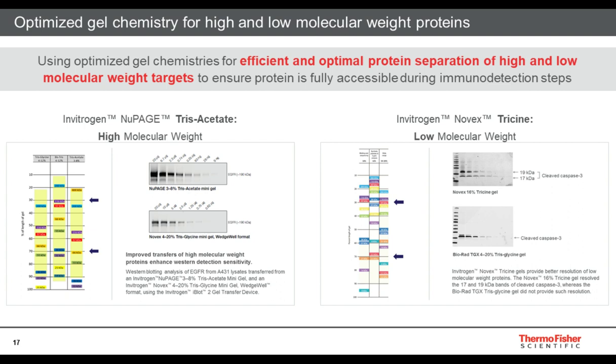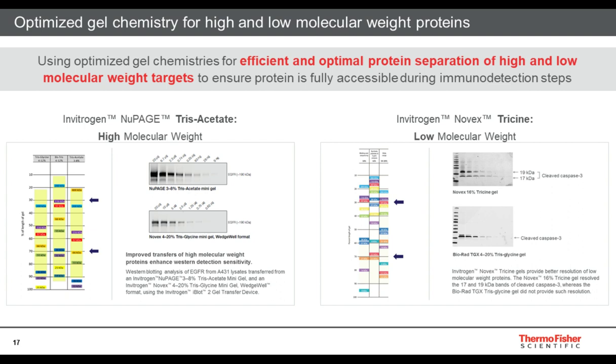If your target is either high or low molecular weight, a broad-range gel is typically not effective at resolving these unique targets. To address these concerns, we suggest using the Tris acetate chemistry for high molecular weight targets and tricine for low molecular weight. These two chemistries are independently optimized to provide better separation for their given targets. In the image on the left, we can see the sensitivity improvements of the EGF receptor protein when using a Tris acetate gel compared to a broad-range Tris glycine gel.